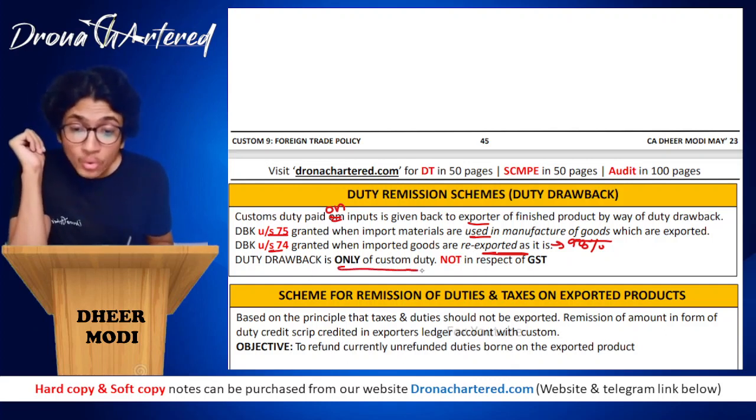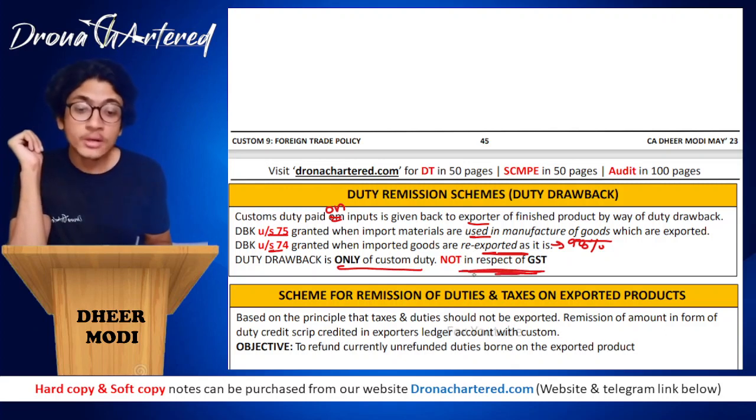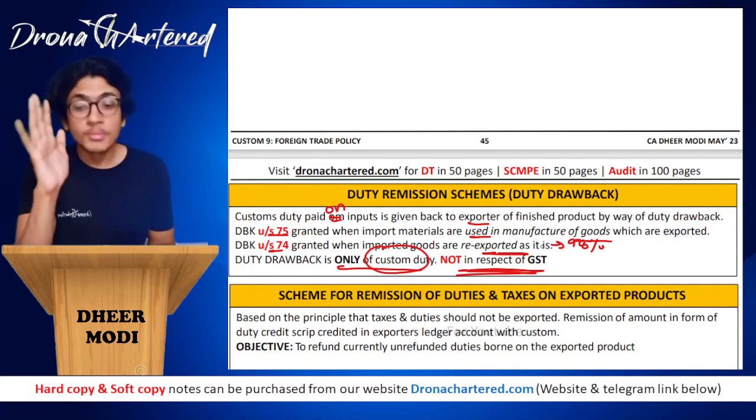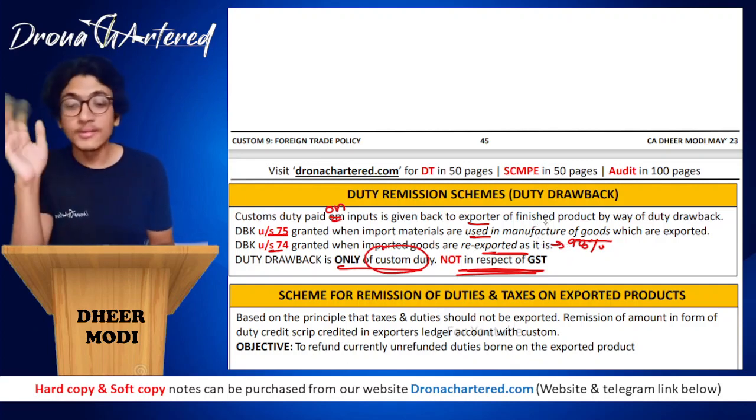Duty drawback is only of customs duty and not in respect of GST. That means only your customs duty will come under duty drawback. GST will not be given to you under duty drawback because that is different.